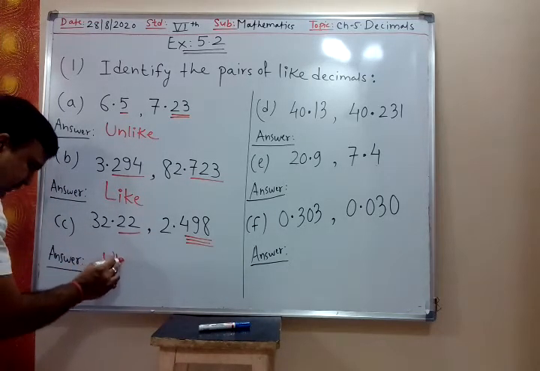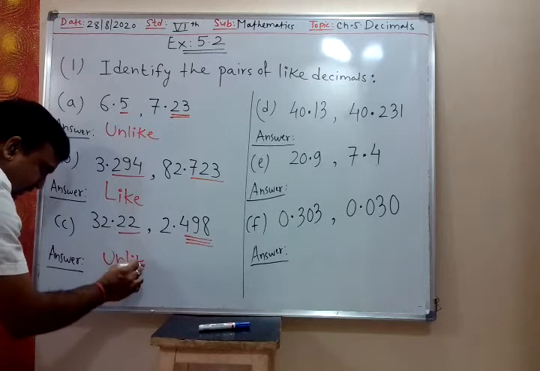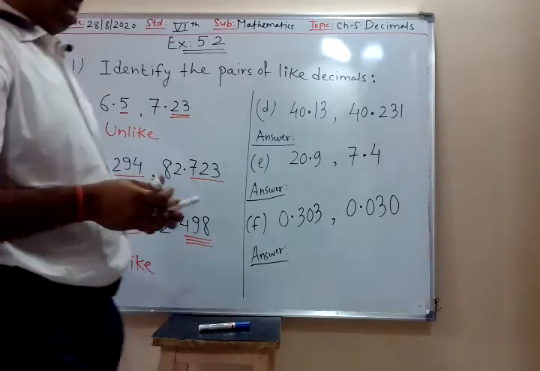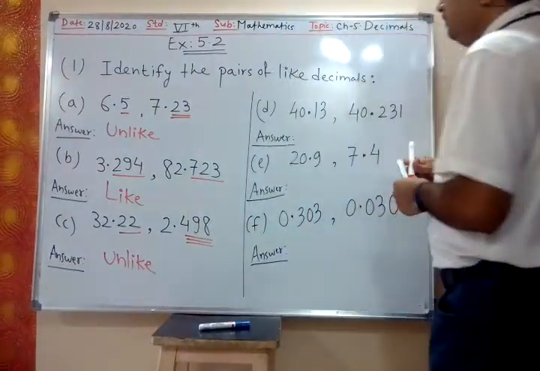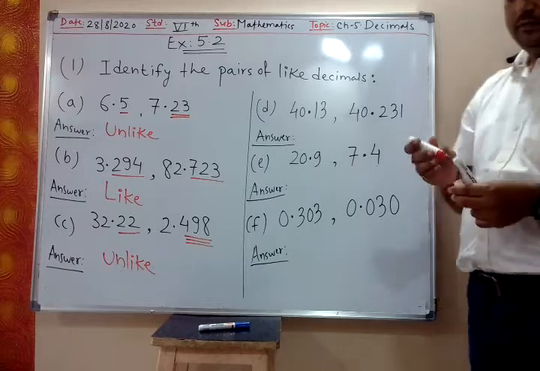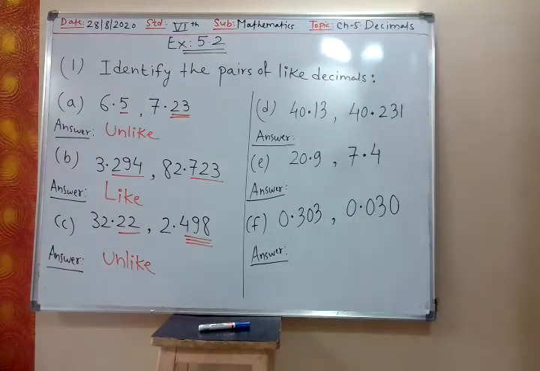After point or after decimal, the number of digits should be same. The same thing for D. Okay. Let me see.